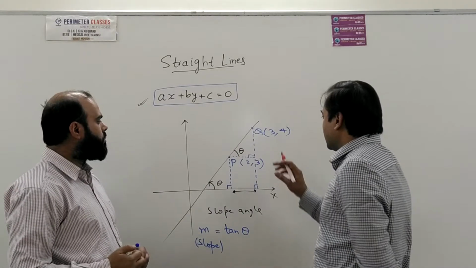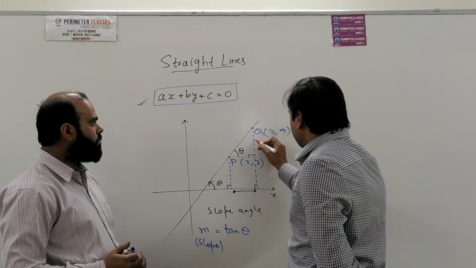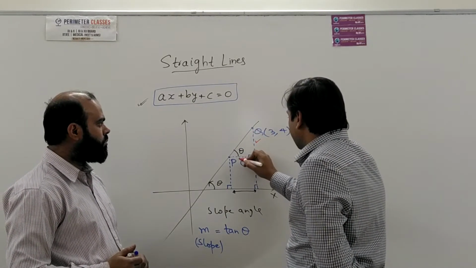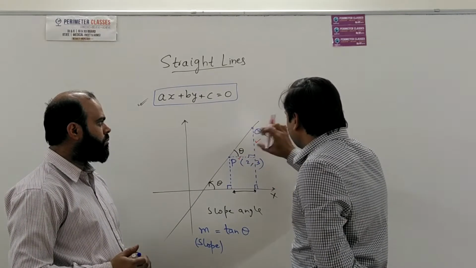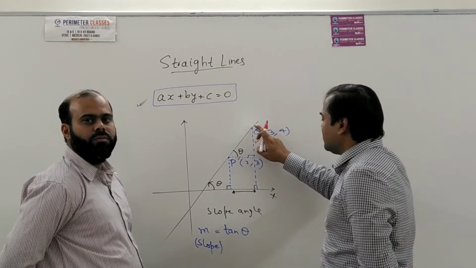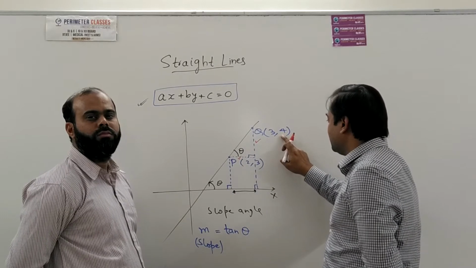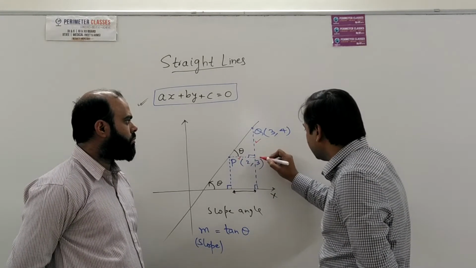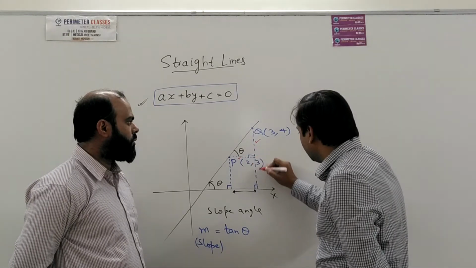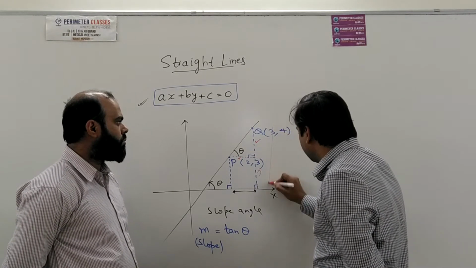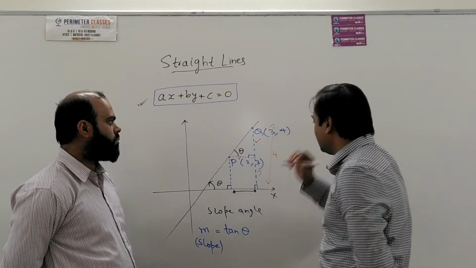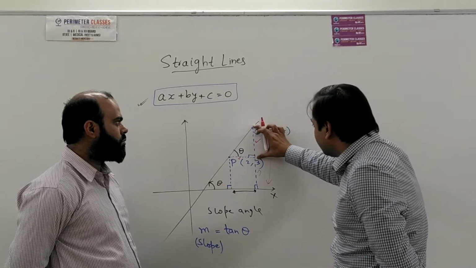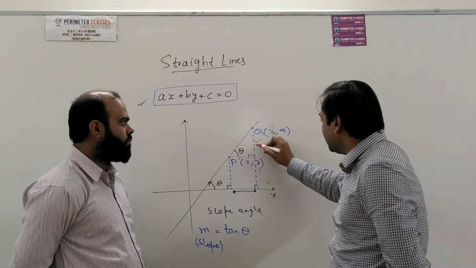So tan theta, if you look at the triangle, is the ratio of this side and this side. And what is the length of this side? The y coordinate of point Q here is 4, and the y coordinate of this point is 3. So the length of this side of the triangle is 1 here.